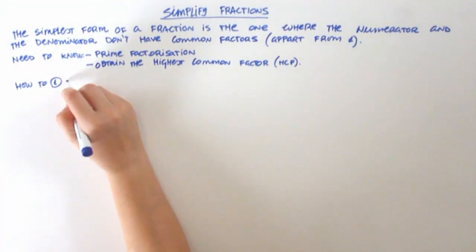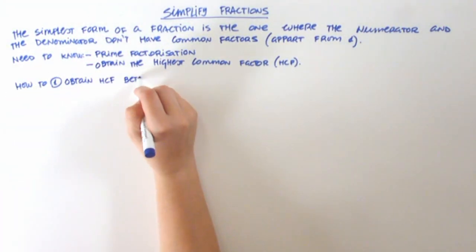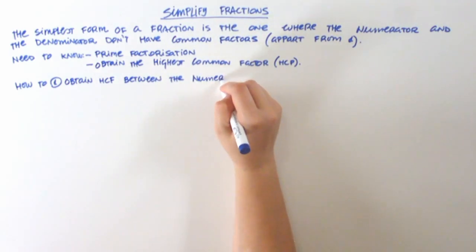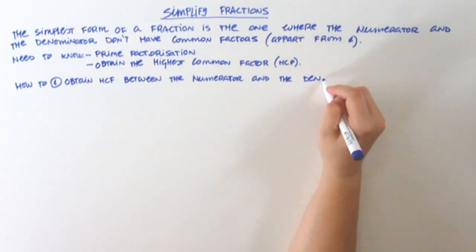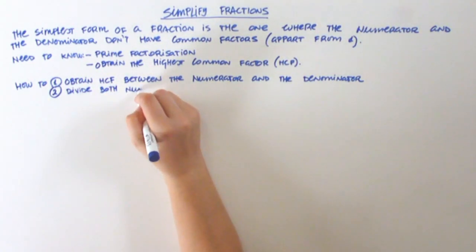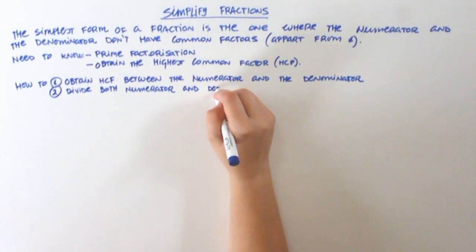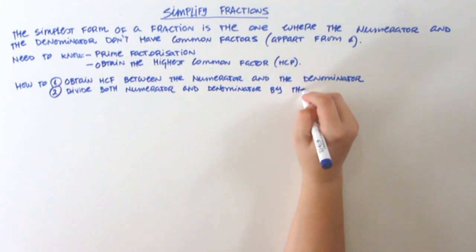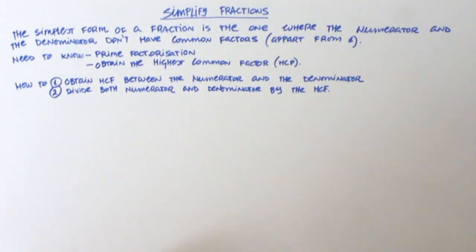Now for the how-to guide step by step, the first step is to obtain the highest common factor between the numerator and the denominator of your fraction, and then divide both of them by that result. Let's see that in an example.